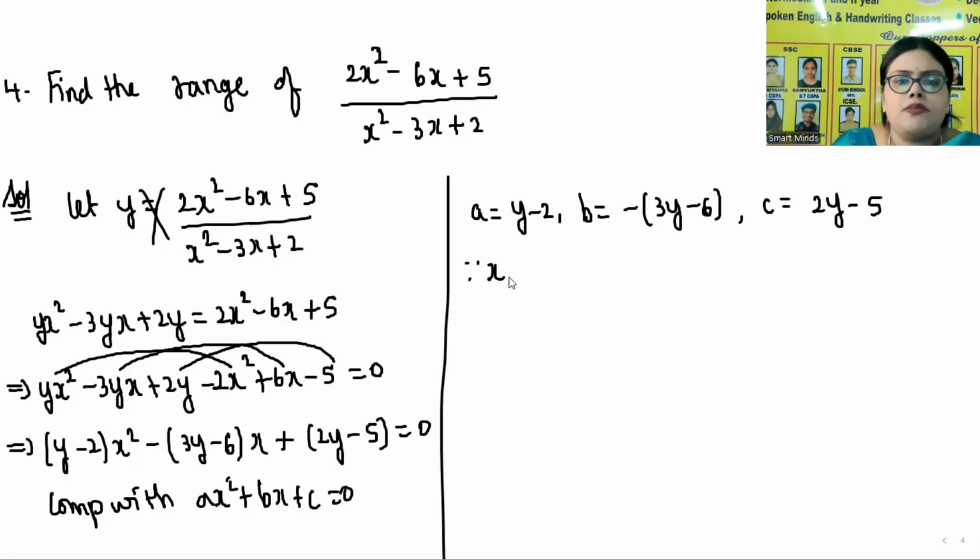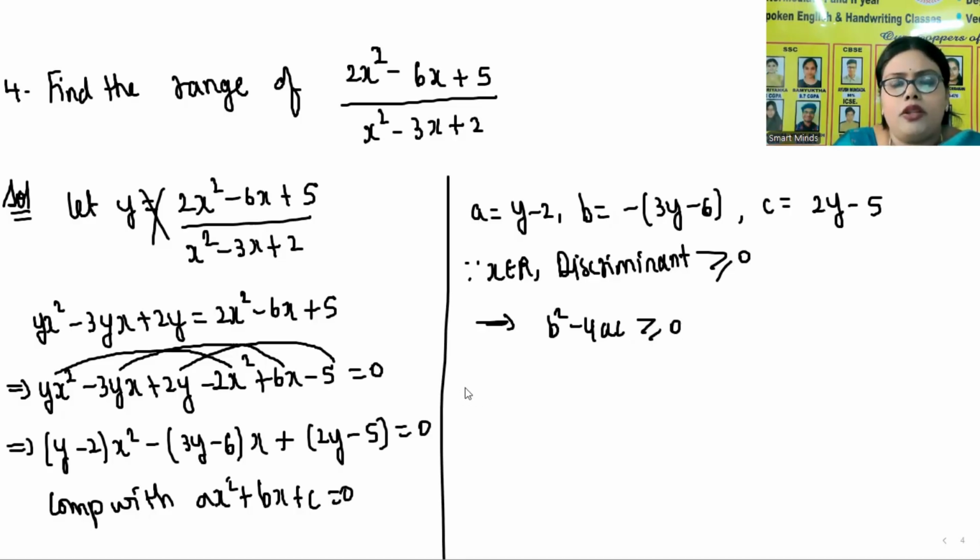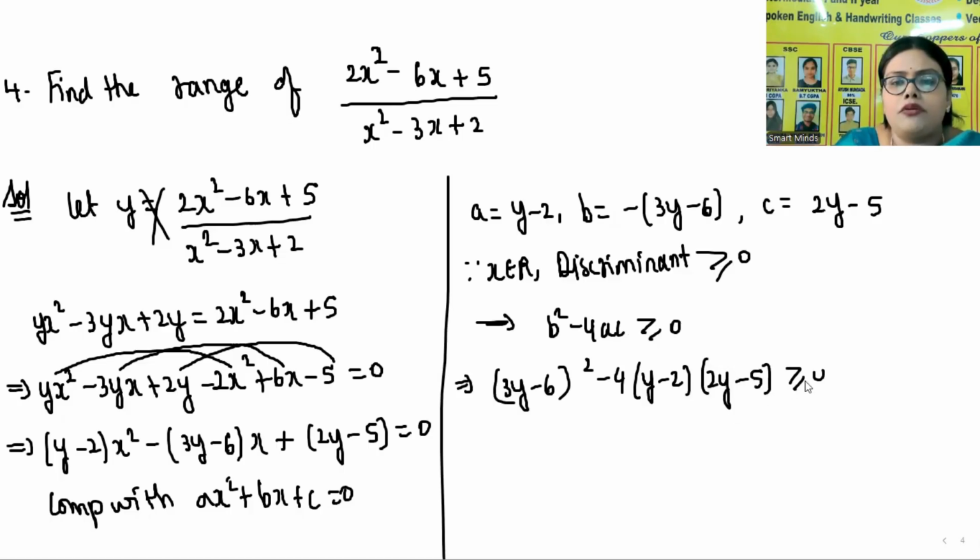Now since x belongs to R, or you can say since x is real, discriminant is greater than or equal to 0. So what is discriminant? b square minus 4ac is greater than or equal to 0. We already got a, b, c values, just substitute. So you will get 3y minus 6 whole square minus 4 into y minus 2 into 2y minus 5 greater than or equal to 0.